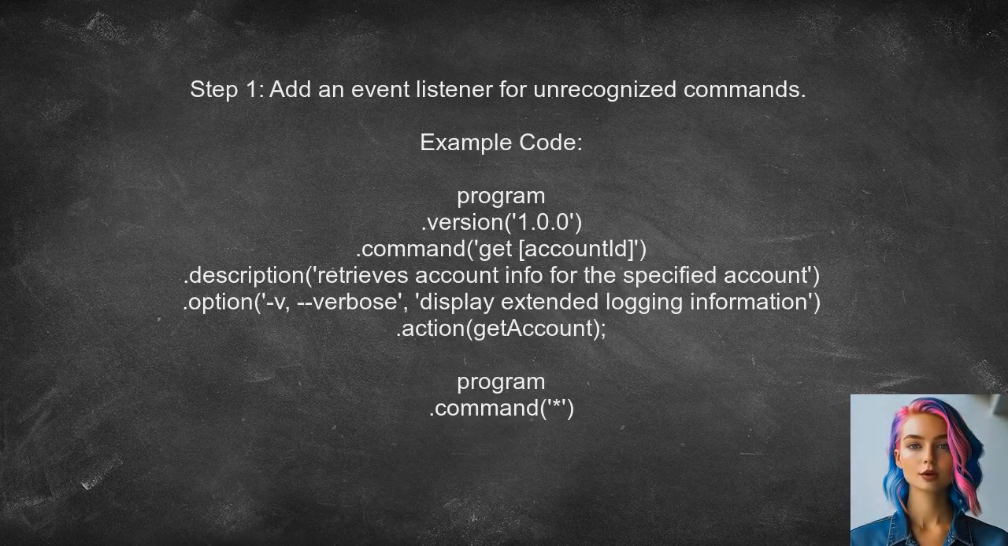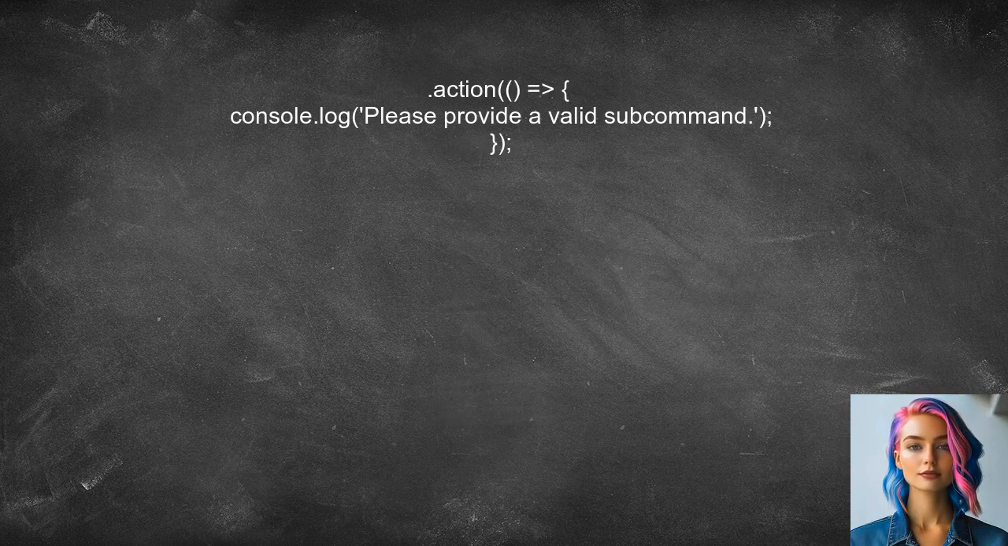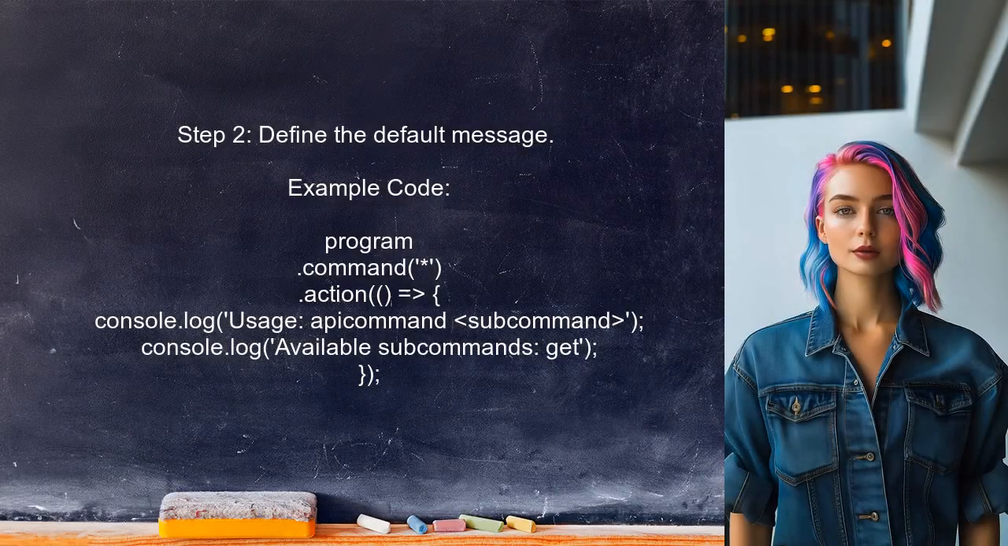To display a default message when the user calls the command without any subcommands, we will start by adding a listener for the command tar event. This will allow us to catch any command that is not recognized. Next, the user should define the default message that will be displayed. This message should guide the user on how to use the command properly.